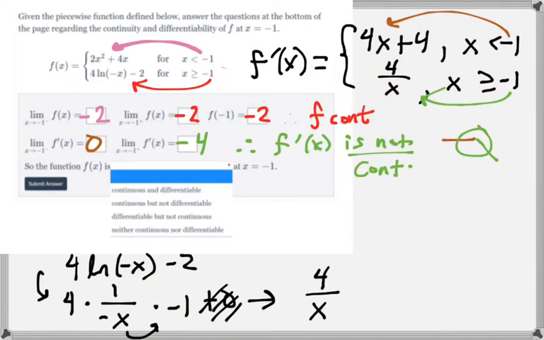Now there are two options that say not differentiable, but only one of them makes any sense at all. Did I say that right? Yeah. Well, sorry, let me backtrack. The only option here that we got to choose is a function is continuous, but its derivative is not, so our correct answer is this. Hope this helps.